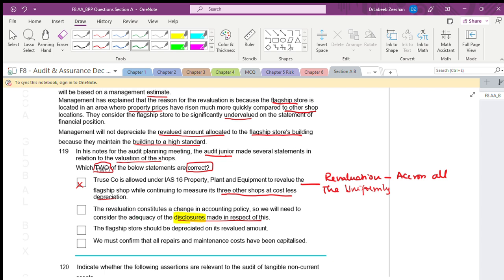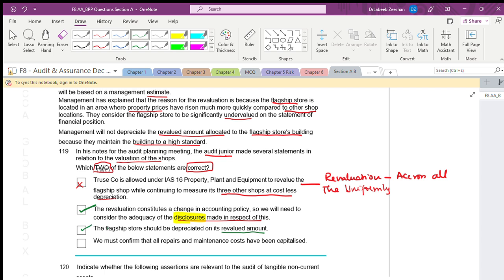It is the accounting policy changing. So we will need to consider the decrease. This is related. Now, the flagship store should be depreciated on its revalued amount. Just now I mentioned it to you. Is it right? If you have any doubt, go to the scenario where I am doing the explanation and listen to that again. Whenever you are doing a revaluation, the flagship store should be revalued, and depreciation should be done on the revalued amount.